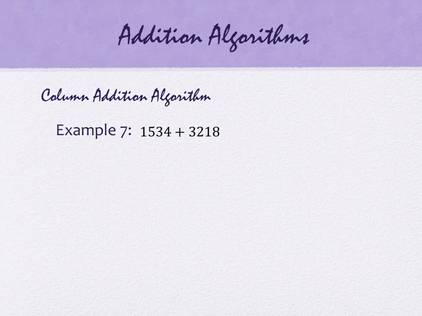All right, so column addition gives us the ability to actually add from left to right. Okay, that's what it really does. That's its benefit. So we're doing an example where we have several numbers. If you just have a 2-digit number, it's not really all that useful, but when it becomes longer digits, it's a little bit more of a usable algorithm. So we're doing 1534 and 3218.